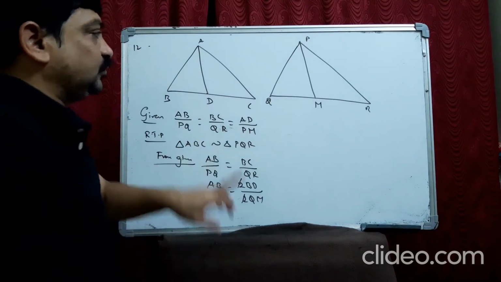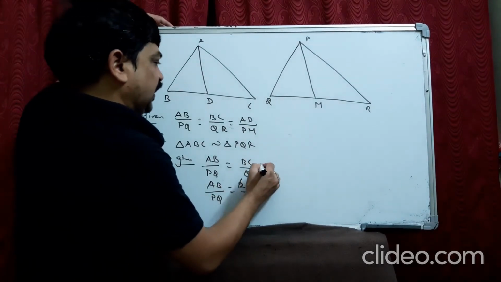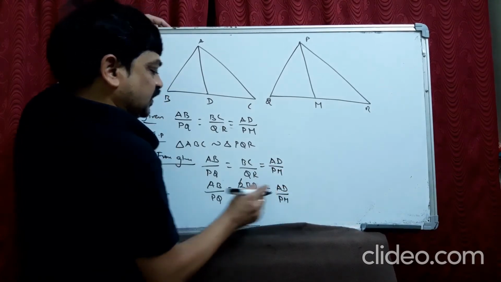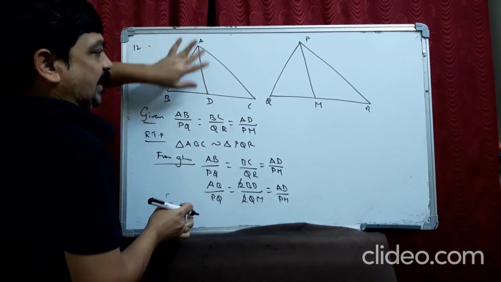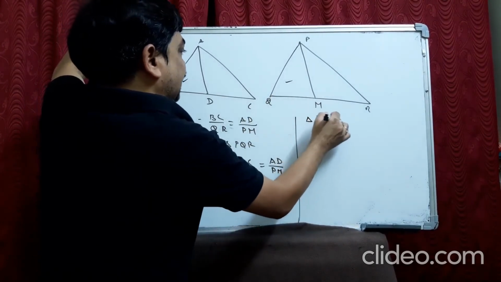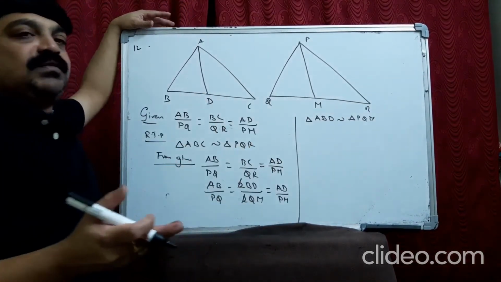Now BD by QM is equal to AD by PM. Okay, AD by PM. So we write like this. Now when you take these three ratios, AB by PQ, BD by QM and AD by PM, then these two triangles are similar. Triangle ABD is similar to triangle PQM. When these two triangles are similar, what is the condition for similarity?